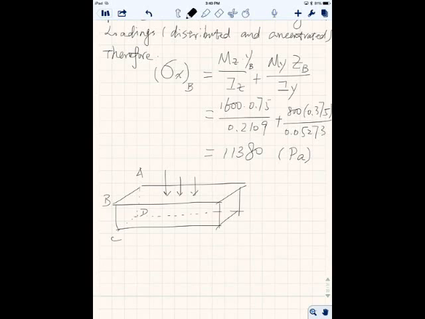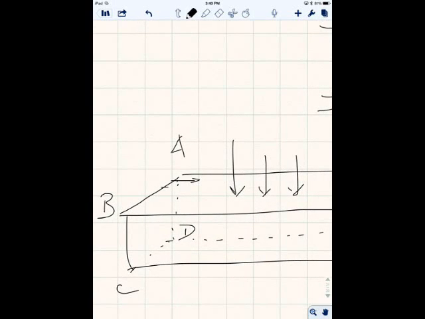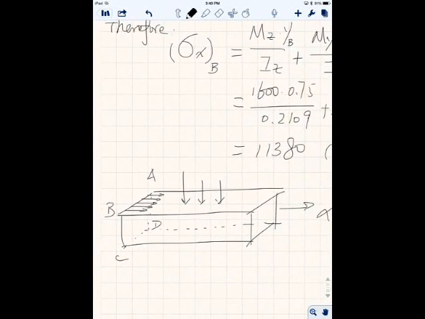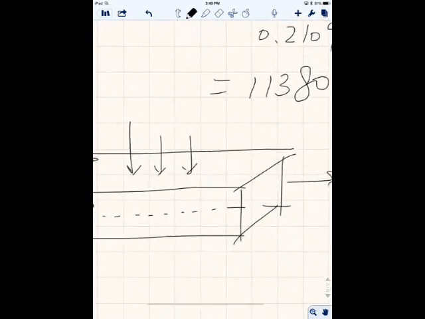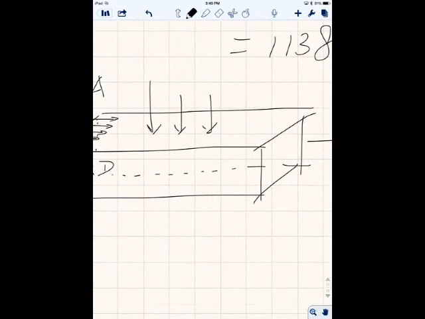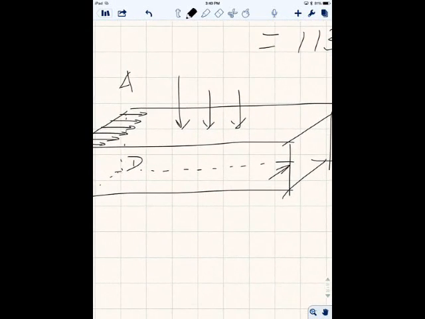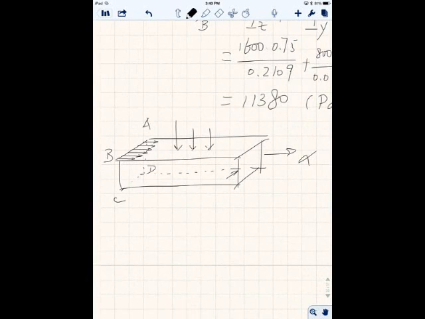Okay, so because of the distributed load, the tensile stress on AB should probably go this way. Agree? Right? Okay. Now, if you have a concentrated load trying to push it downwards, look only at BC, all right?